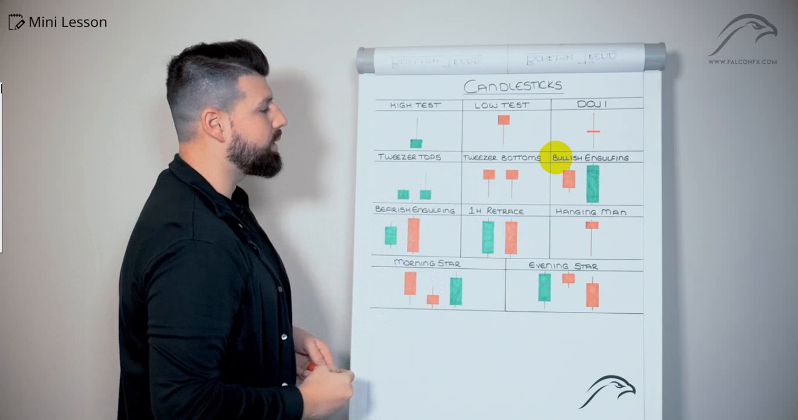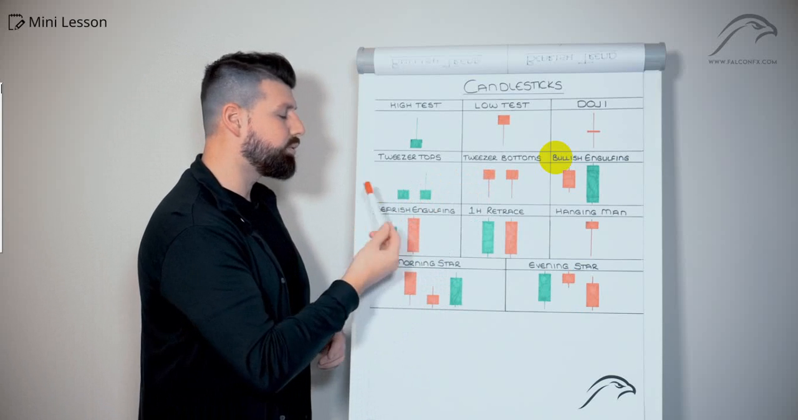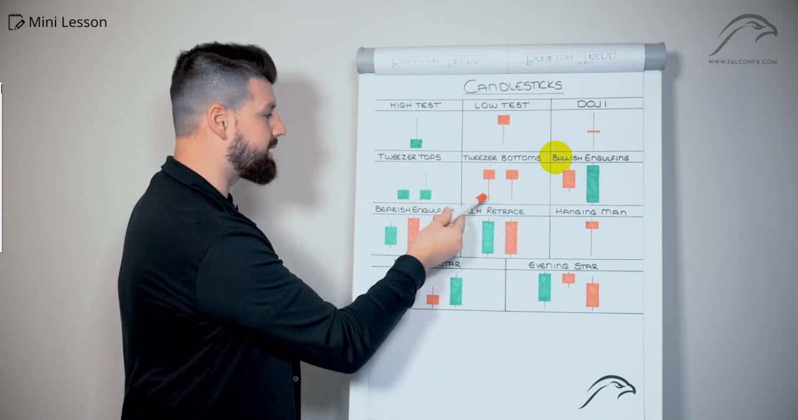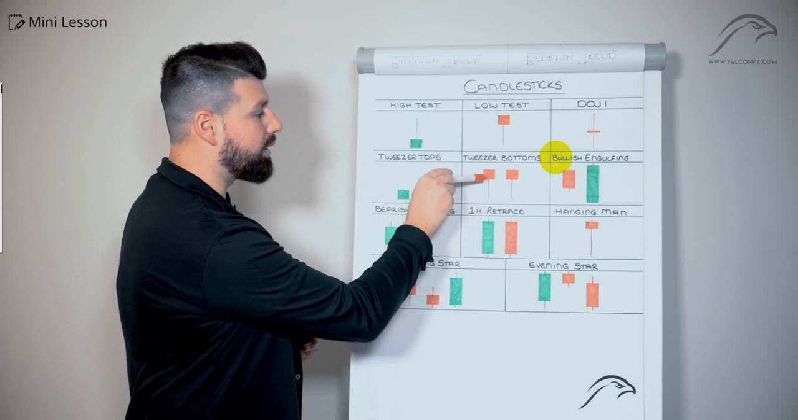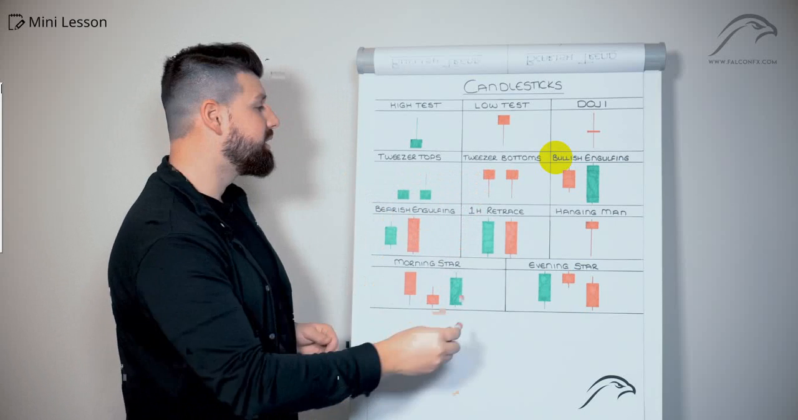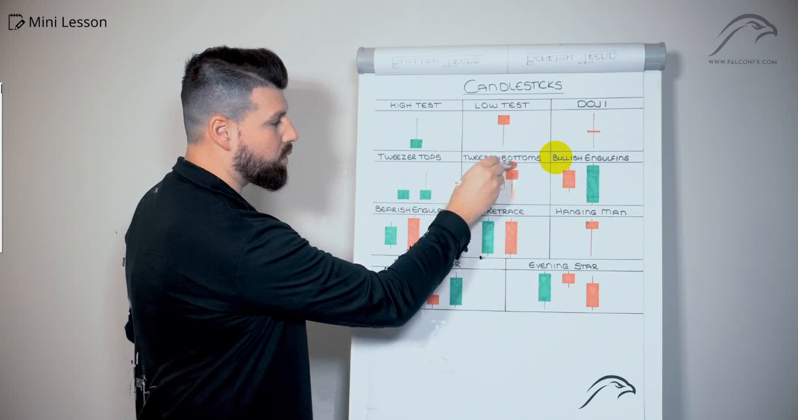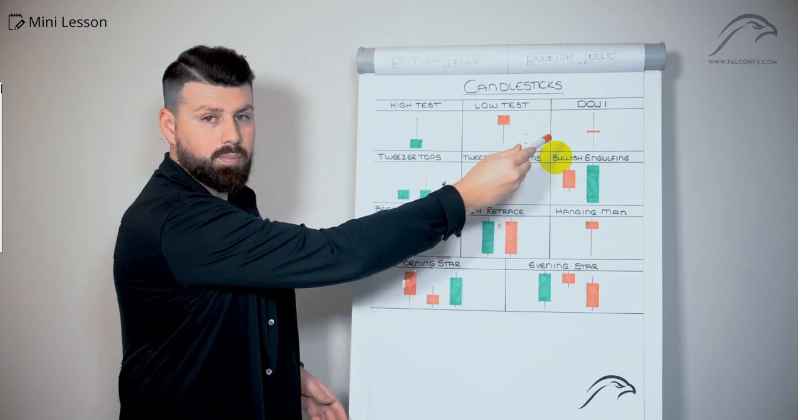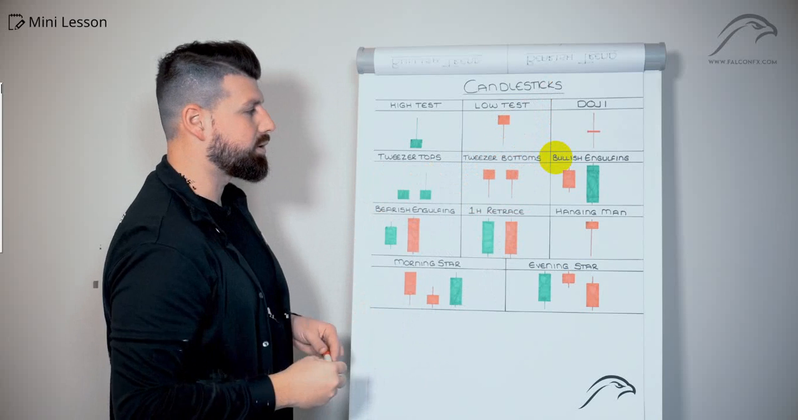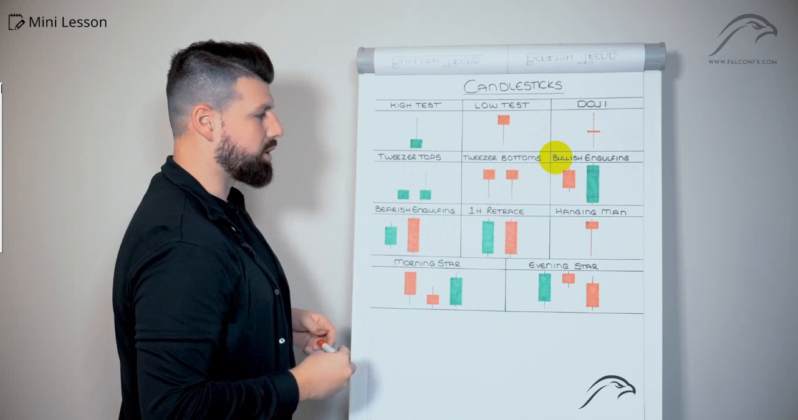Same in reverse when we look at tweezer bottoms. So if you're very, very new to candlesticks, we're looking at the same thing. If we've got these and we're looking for a buy setup, this is perfect. This gives us a strong indication that we set our order just above and we're looking for long positions with our tweezer bottom. So just more confirmation.